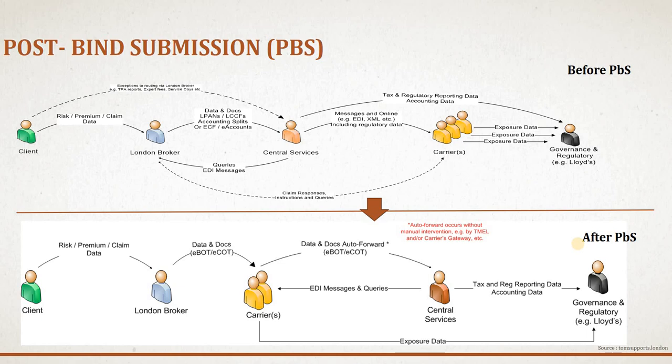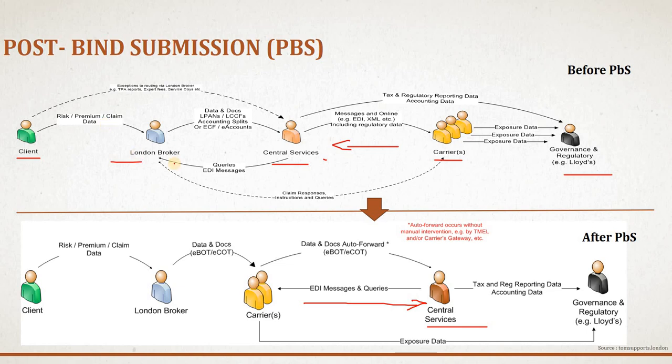Now this is quite an interesting diagram, and it represents something we have to understand in order to fully appreciate the CSRP initiative. If you can see over here, earlier the central services was before the carrier, and within the CSRP we have put the central services after the carrier. I will explain why this is happening and what the benefit of putting the central services after the carrier is. If you look at the first diagram, the key stakeholders are the client, London market, central services, carriers, and government and regulatory bodies. In the first stage, the broker and the client have to engage extensively in order to get the risk, premium, and claim data, in order to process the business or the claim.